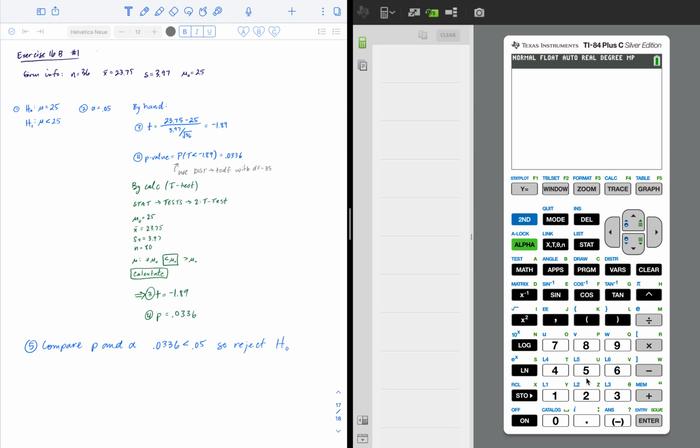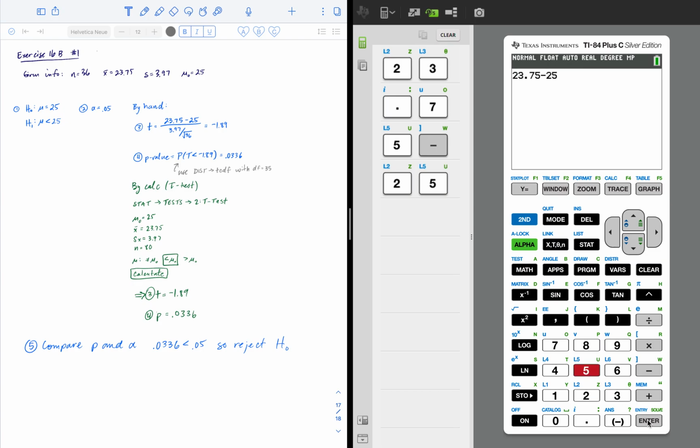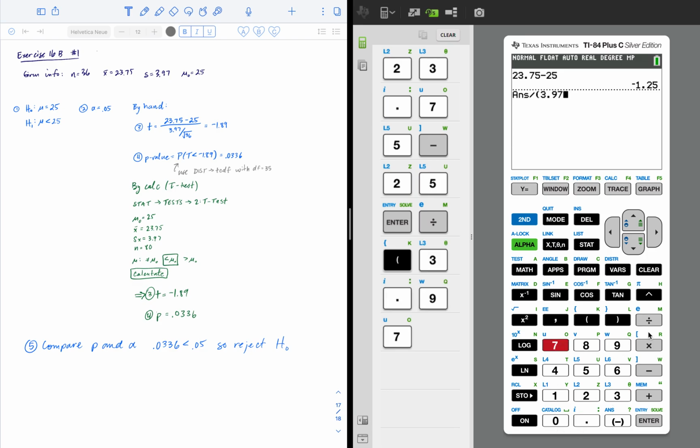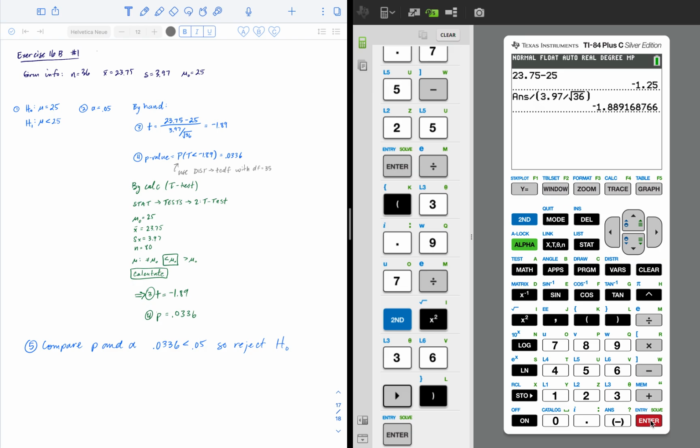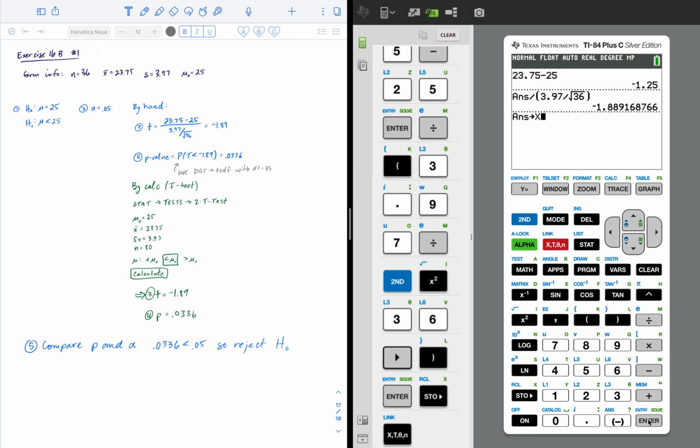So you can see I've written that out here, and I'm going to type it into my calculator, 23.75 minus 25. I'm going to just do this in separate steps, hit enter, divide that by 3.97 over the square root of 36. Of course, that's just 6. Arrow out of that, close parentheses, hit enter. And I get a t-value of negative 1.89 approximately. I'm going to go ahead and store that as x because I'm going to want to use the unrounded version in a minute.